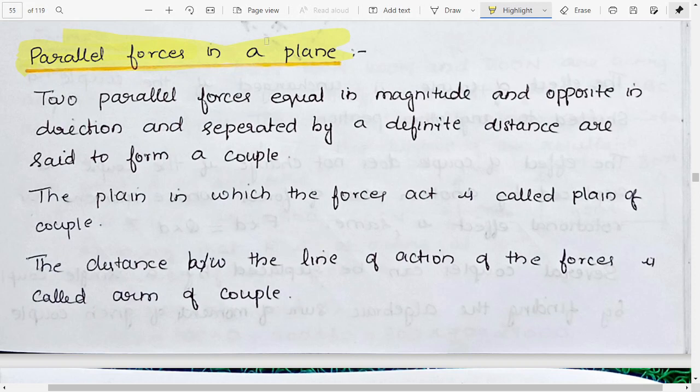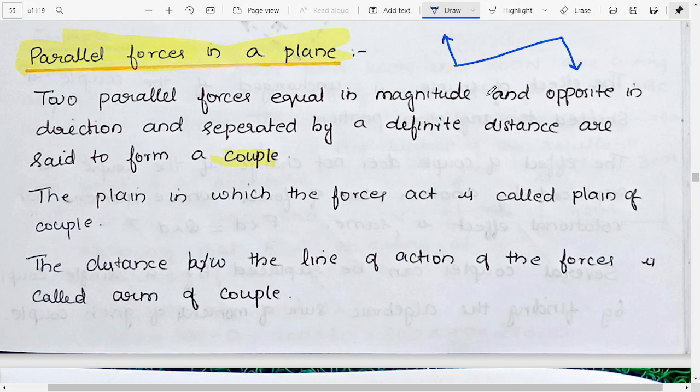Two parallel forces equal in magnitude and opposite in direction separated by a distance are said to form a couple. So consider it like this. This is our straight line, this is our parallel force. One parallel force is like this. We have another parallel force of the same magnitude, opposite in direction, at the other end of the distance, and this kind of thing is called a couple. The plane in which the forces act is called the plane of couple. So this is the plane of couple.